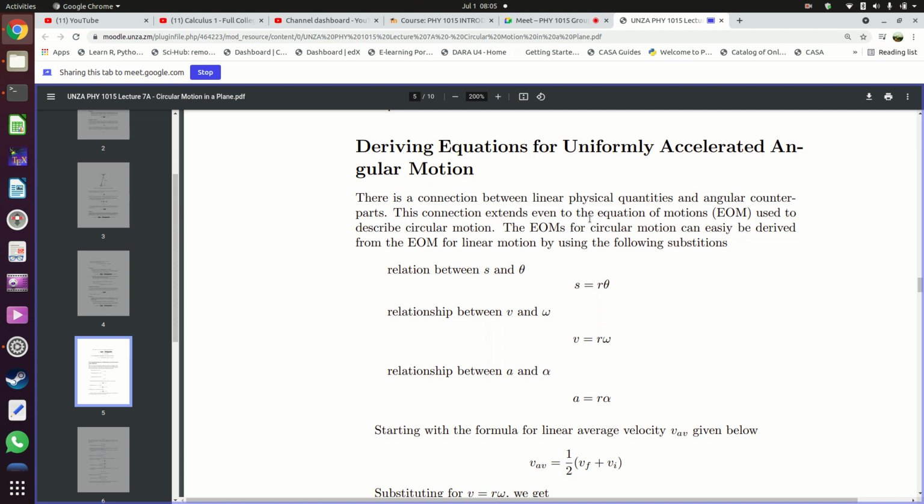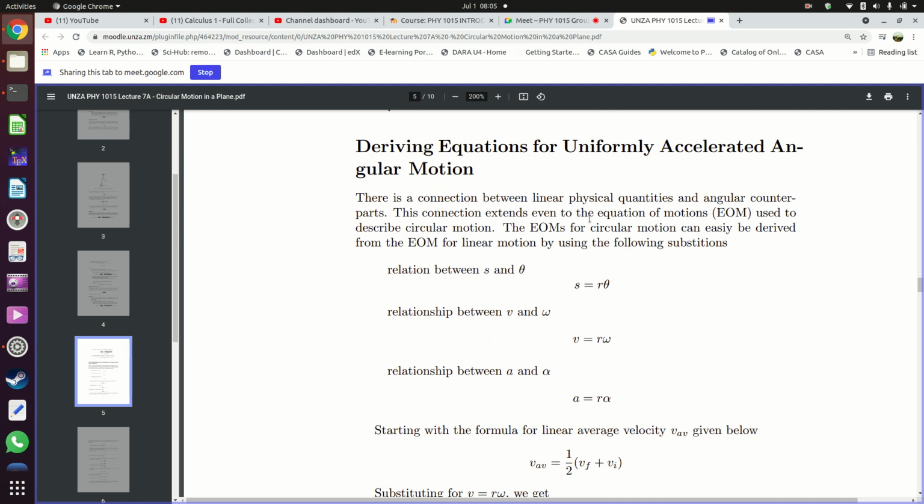So what we want to do is use those equations to come up with something similar which we can use to describe circular motion. So basically we want to come up with equations of circular motion and uniform accelerated angular motion, because we have seen that it's possible for us to describe circular motion in terms of what is referred to as angular displacement and also angular velocity, and also what's referred to as angular acceleration.